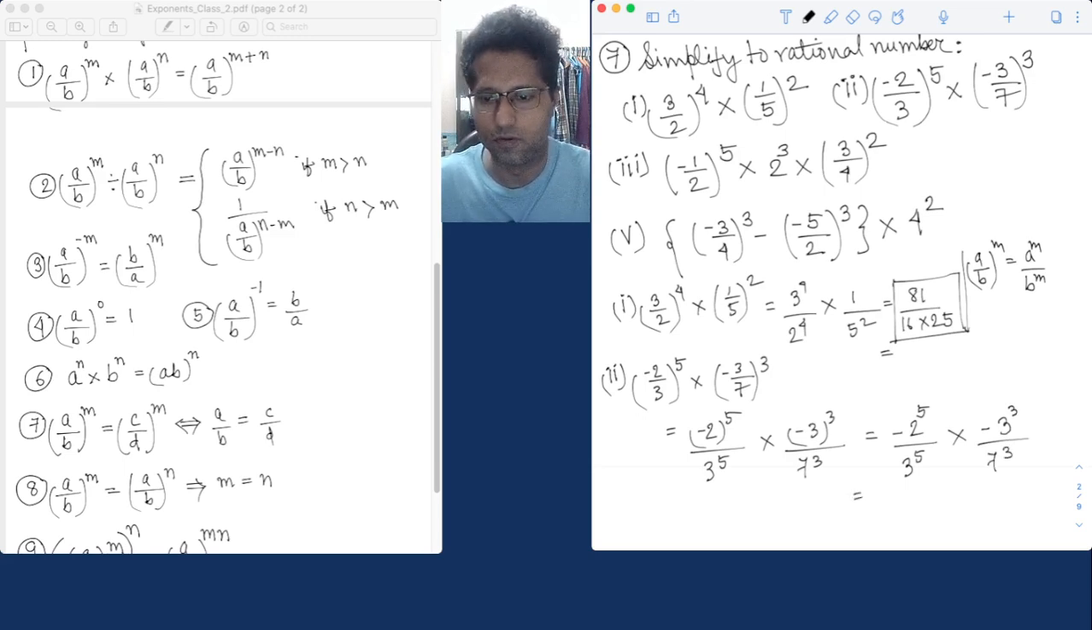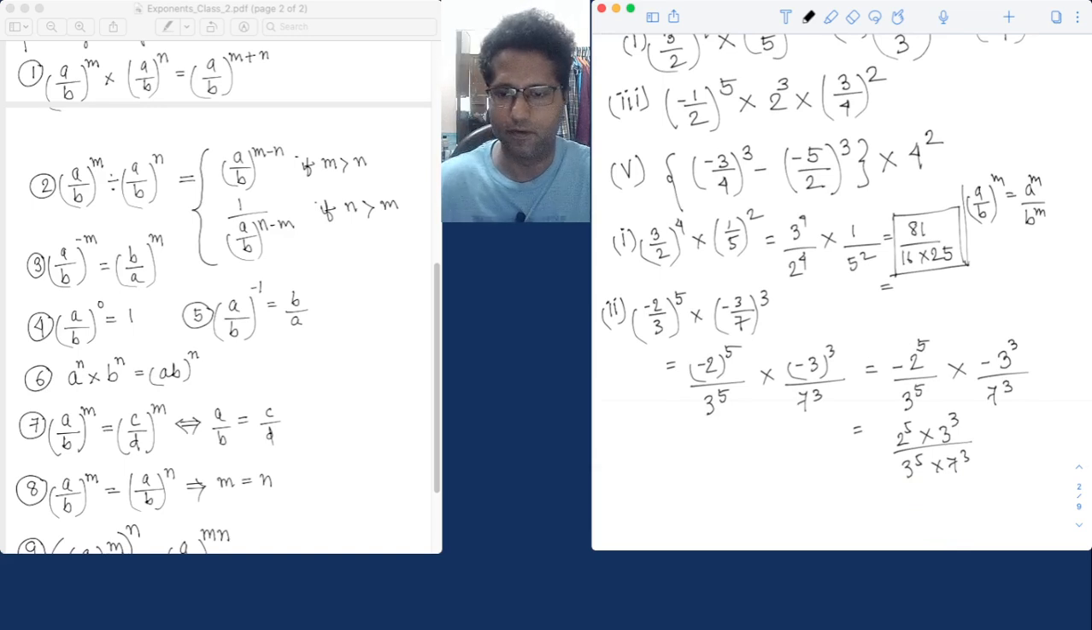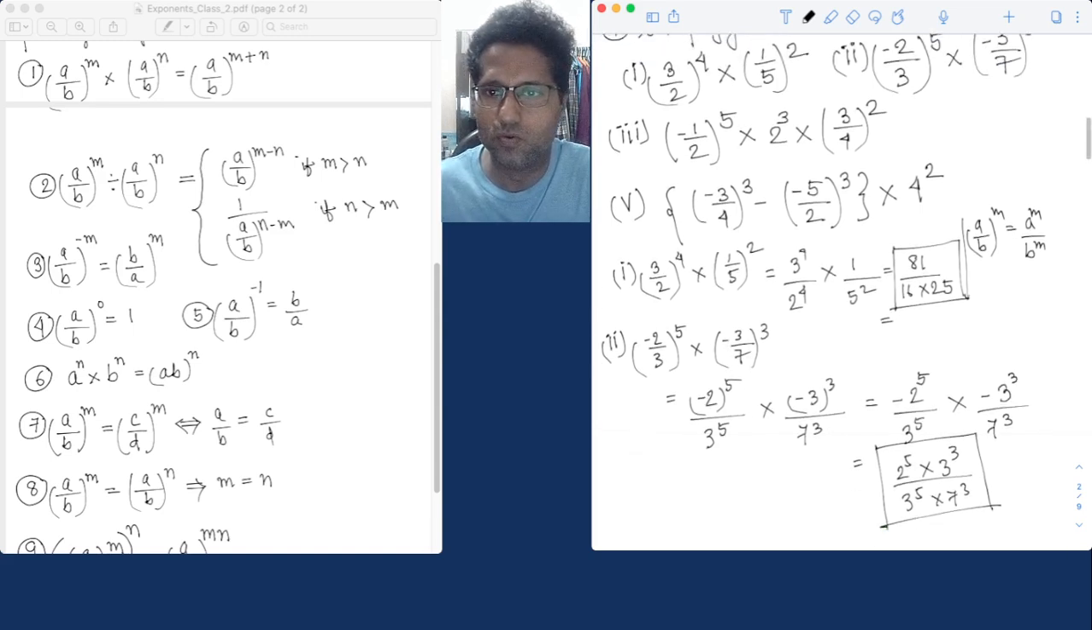Now minus minus gets cancelled. In the numerator minus minus gets cancelled, so this is 2 to the power 5 into 3 cube divided by 3 to the power 5 multiplied by 7 cube, and you can do the calculation and any kind of cancellation required. I am not doing that, I am leaving it here. I hope you can do that. So this should be the answer.